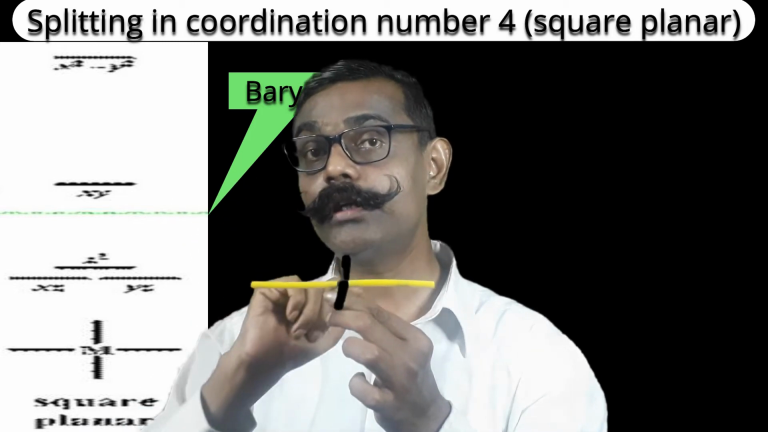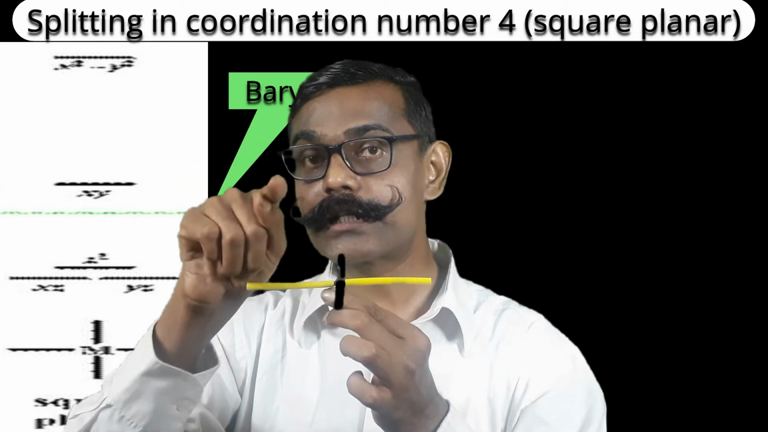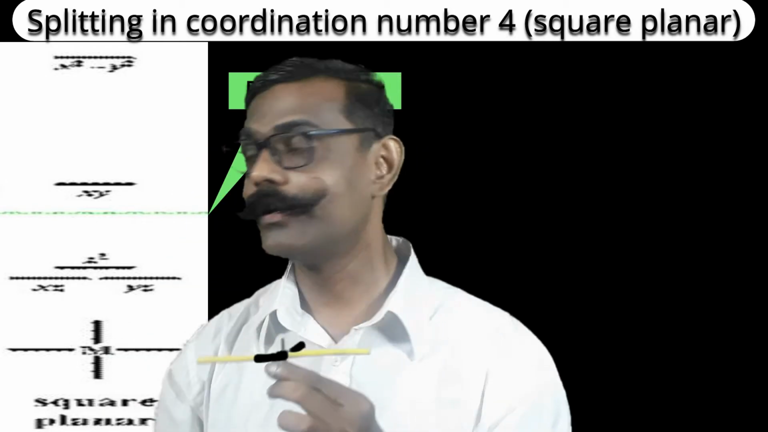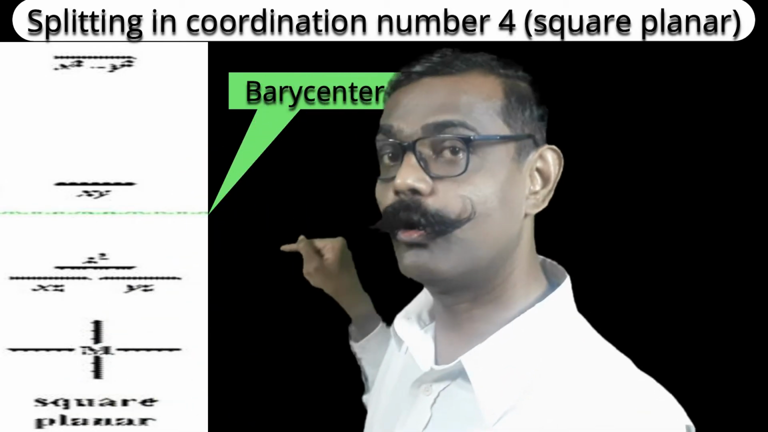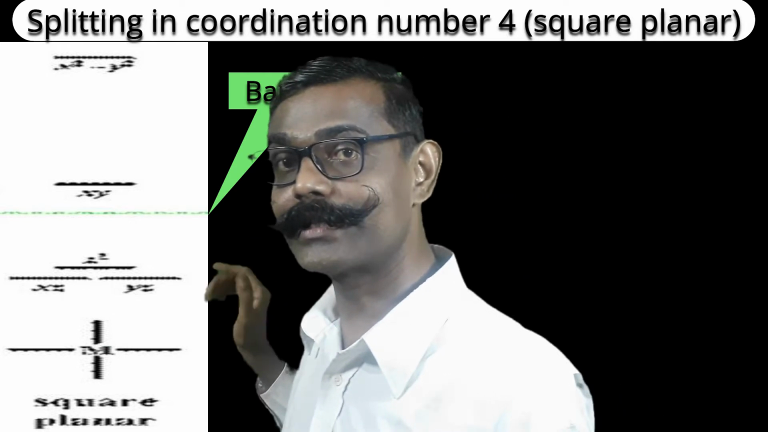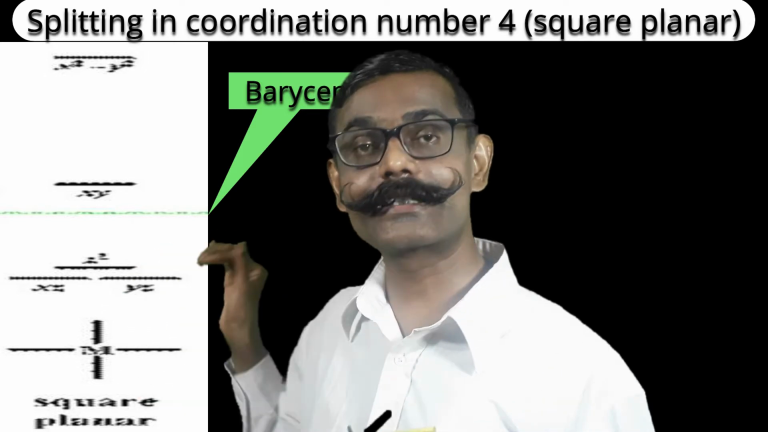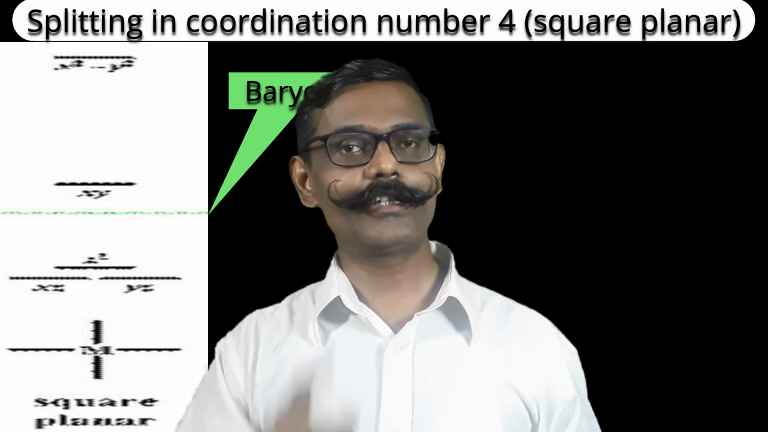So what do you think? Whose energy will be higher, dz square or dxz and dyz? Right, dz square. So see the energy sequence: at the lower level, to maintain the barycenter the same, dz square will be of higher energy, and below that the dxz and dyz orbitals. It is a square planar arrangement.